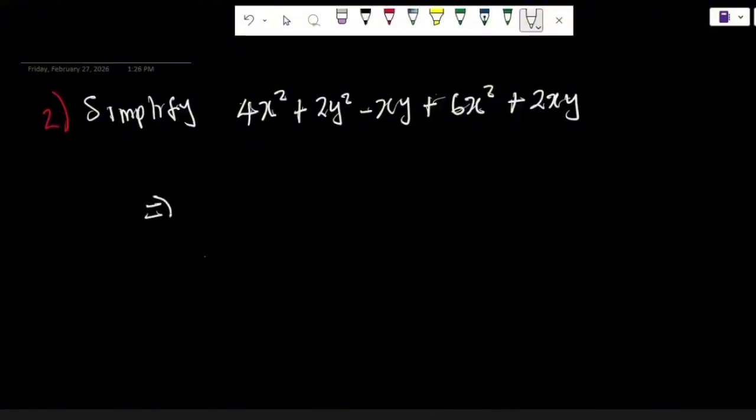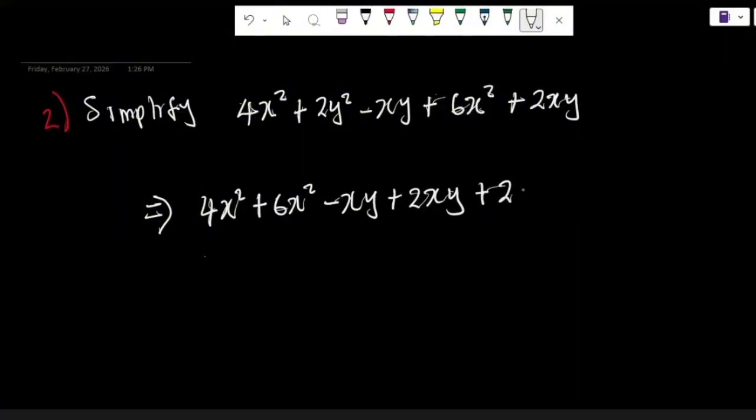So we're going to collect the like terms in order for us to simplify this particular expression. When we collect the like terms, we're going to get 4x squared paired with positive 6x squared. And then negative xy is going to be paired with positive 2xy. Then we're going to have 2y squared, which does not have a pair. And so when we try to evaluate this, 4 plus 6 is equal to 10. And x squared is going to remain like that.